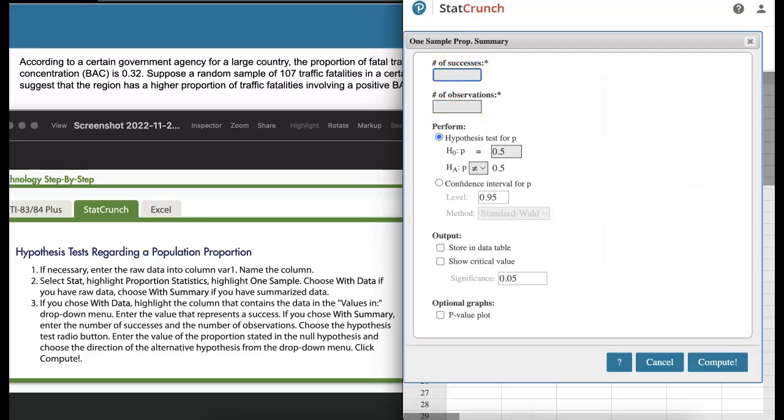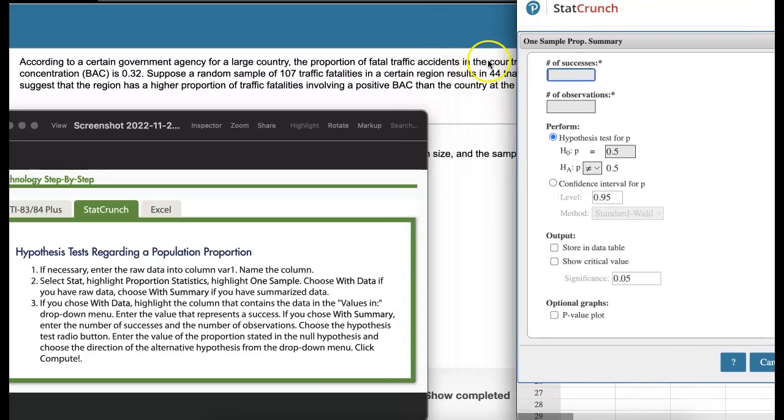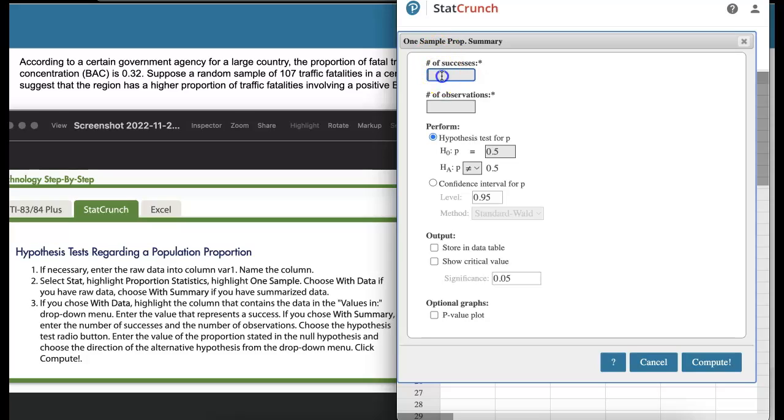The number of successes, I have to slide over just a little bit here, were 44 out of the sample size 107. So let's type that in. Number of successes, 44 out of 107. We do select this radio button for hypothesis test, and our p-naught was 0.32. What we had as the alternative hypothesis was greater than 0.32. And with that, we should be able to compute.